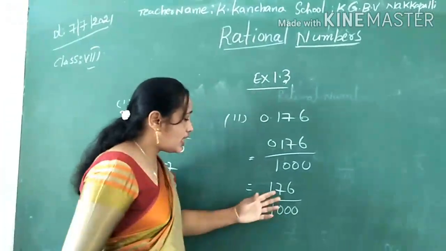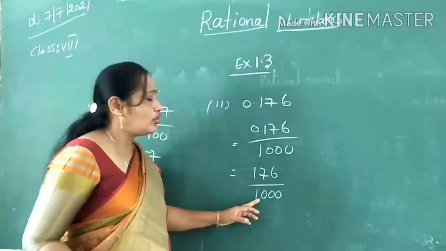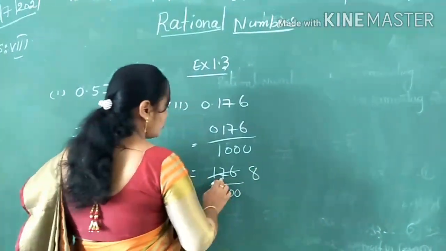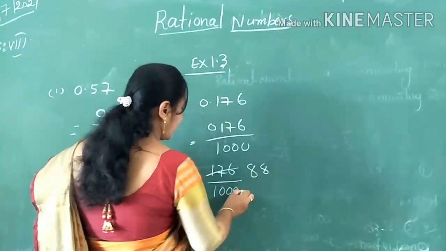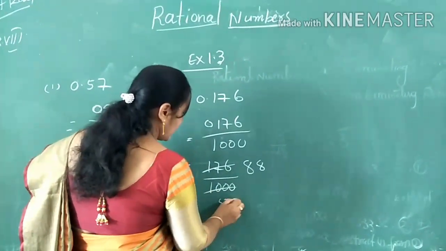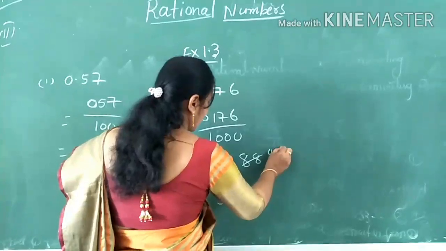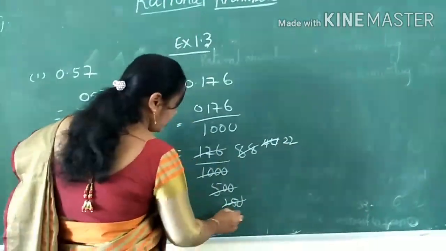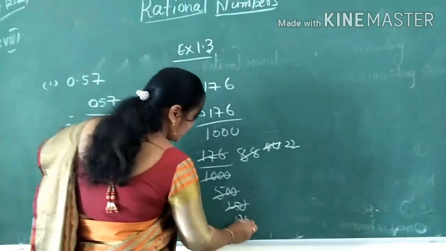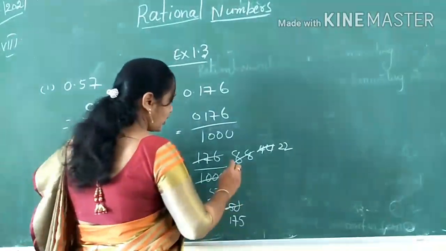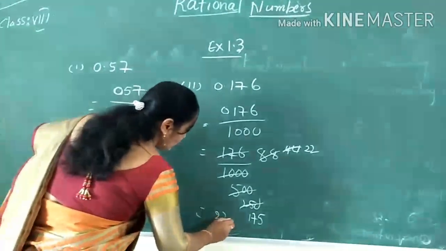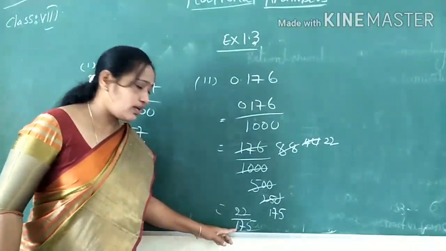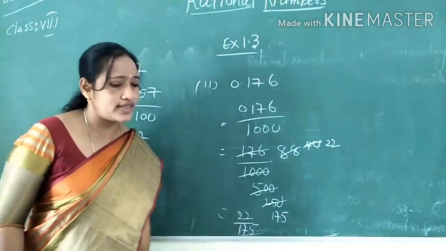Now 176 by 1000. Dividing by 2: 2 eights are 16, and 1000 becomes 500. Again by 2 gives 44 by 250, again 22 by 125. Enough. So 22 by 125. This is the p by q form, where p is 22 and q is 125. This is the fractional form.